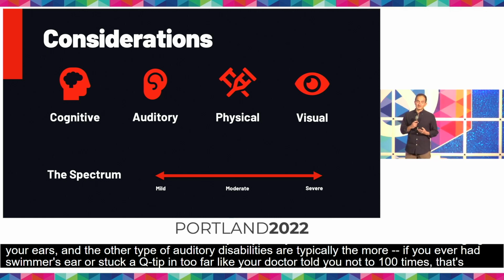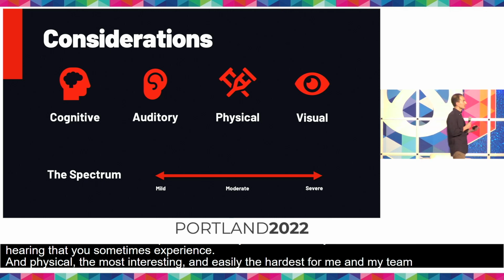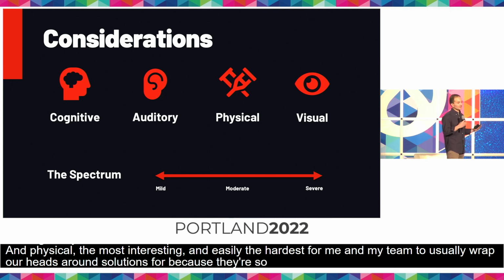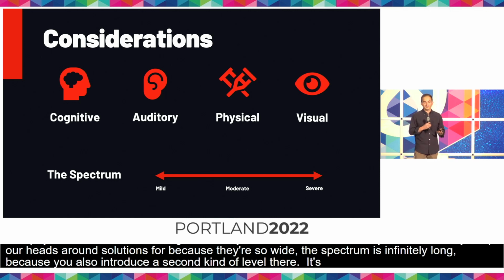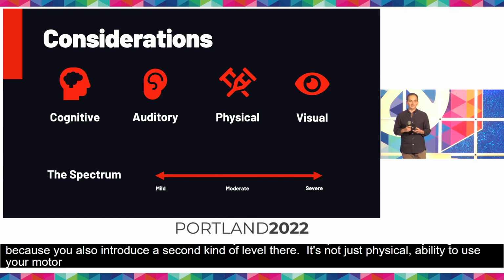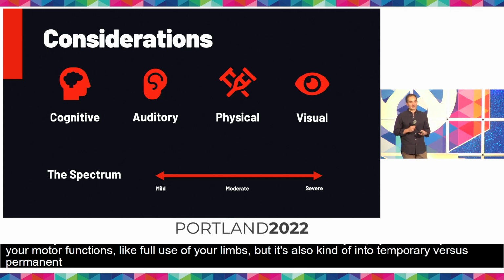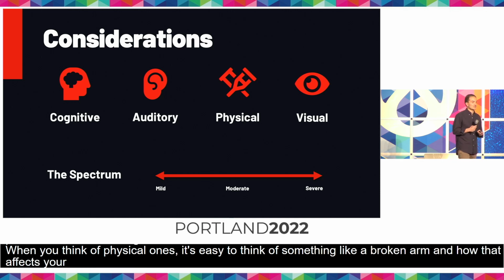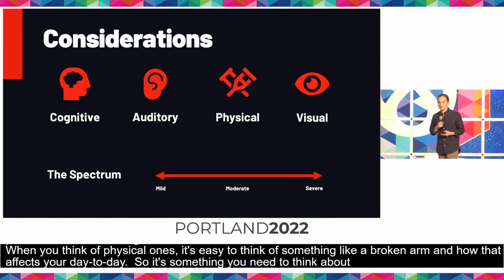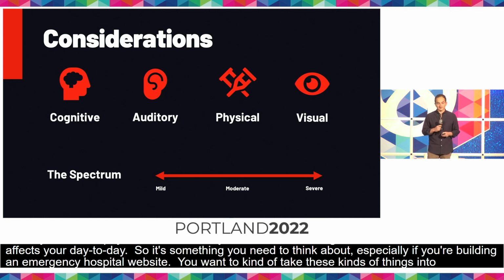And physical is the most interesting and candidly easily the hardest for me and my team to usually wrap our heads around solutions for, because they're so wide and the spectrum is infinitely long for types of physical impairments. Because you also introduce a second kind of level there. It's not just physical ability to use your motor functions, like full use of your limbs, but it also dives into temporary versus permanent disabilities, right? When you think of physical ones, it's easy to think of something like a broken arm, and how that affects your day to day. So it's something you need to think about, especially if you're building an emergency hospital website. You want to take these kinds of things into consideration. It really opens up the doors to a lot of different ways to solve problems.